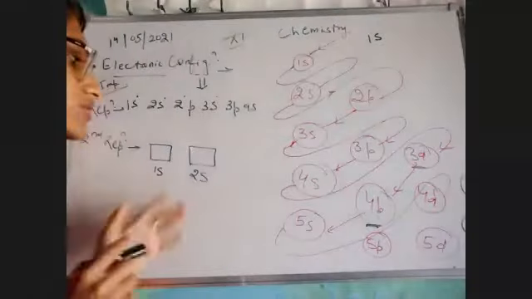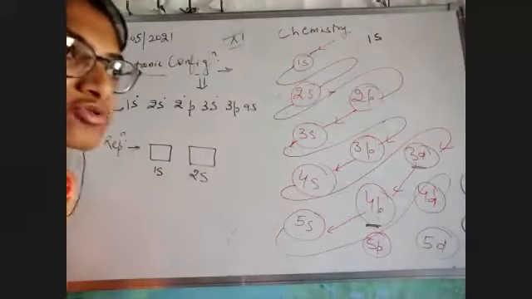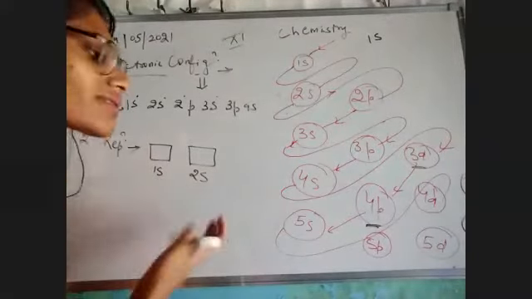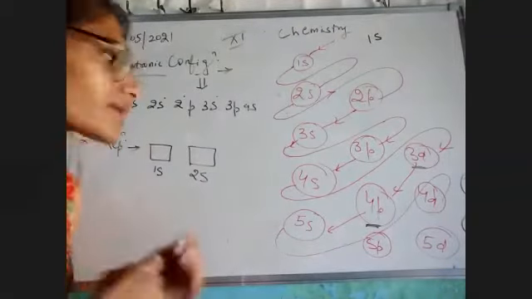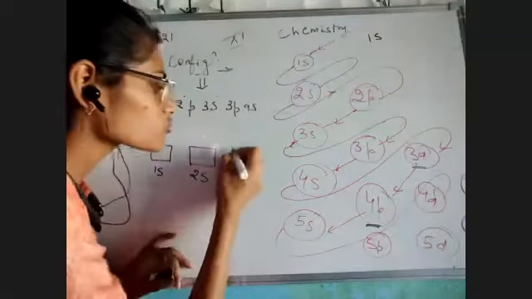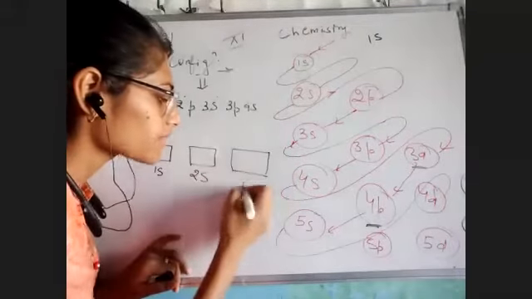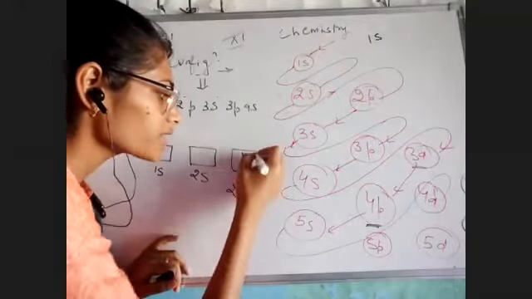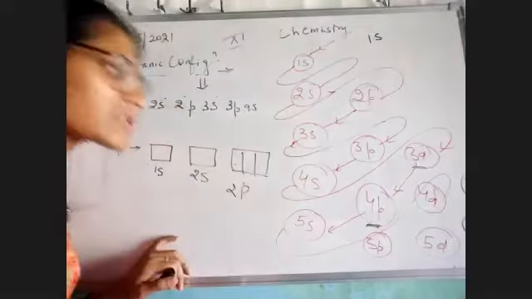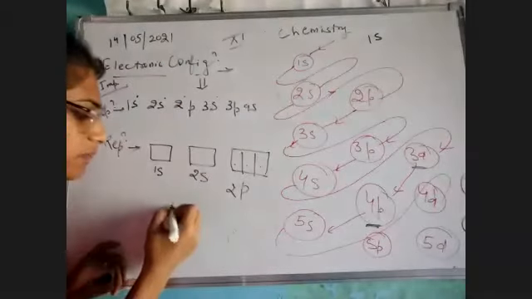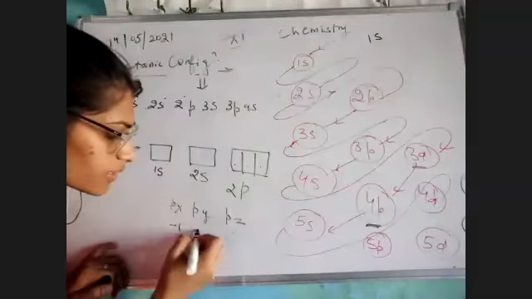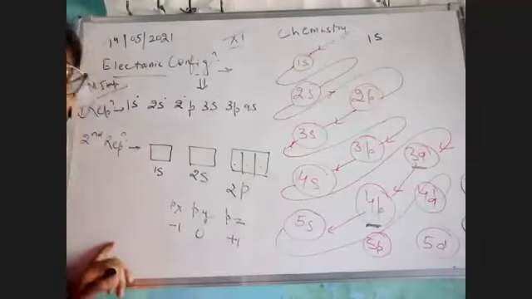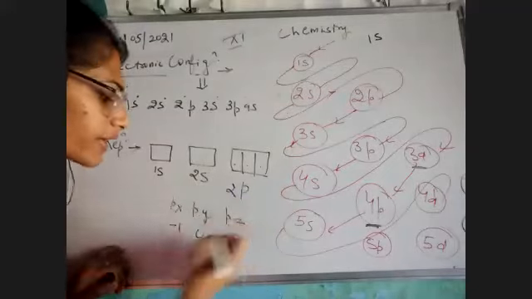Same as it is 2s, because this is also an s orbital. Either it is 2 or 3, doesn't matter. There should be only one atomic orbital for s. Same as it is, if I'm going to p, the p must have 1, 2, 3, three representations. Why? Because p has px, py, pz, with m values -1, 0, +1. Same as it is, I'm going to d.